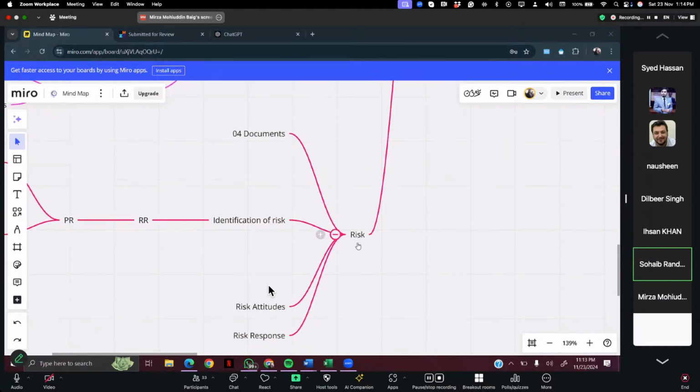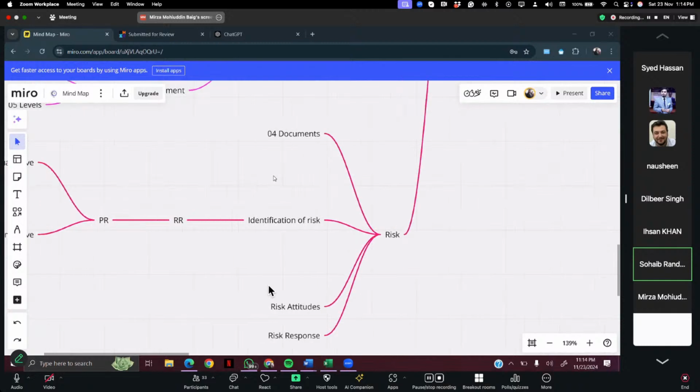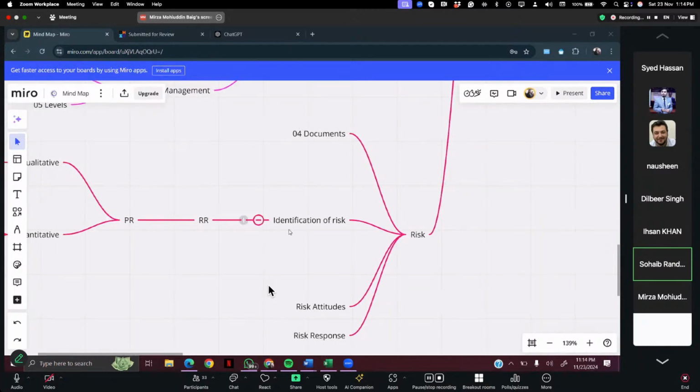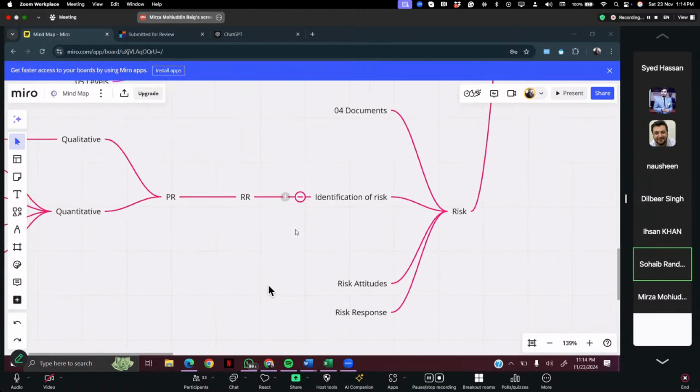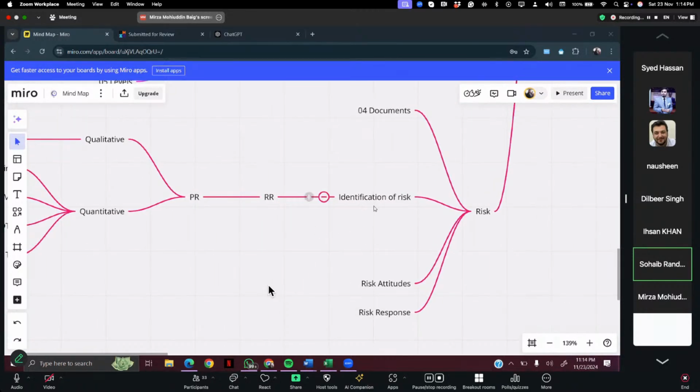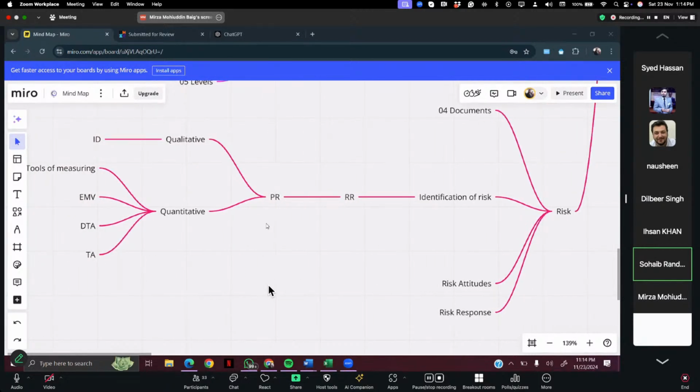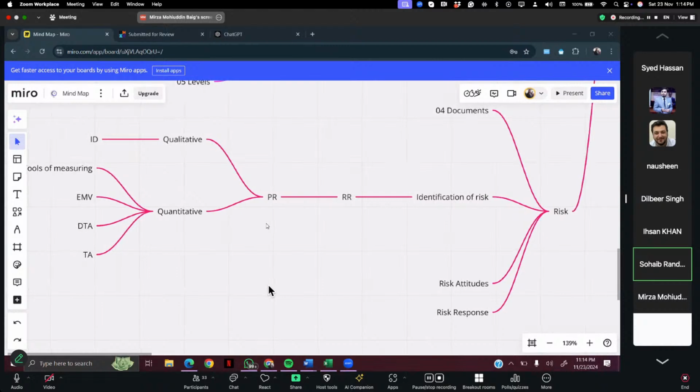Then we went to risk. Risk has 4 documents: risk management plan, risk register, risk report, and issue log. And then we went to how we identify the risk. All risks are identified in the same way we identify stakeholders, and we put all those risks into the risk register. Okay, after the risk register, we have risk prioritization.